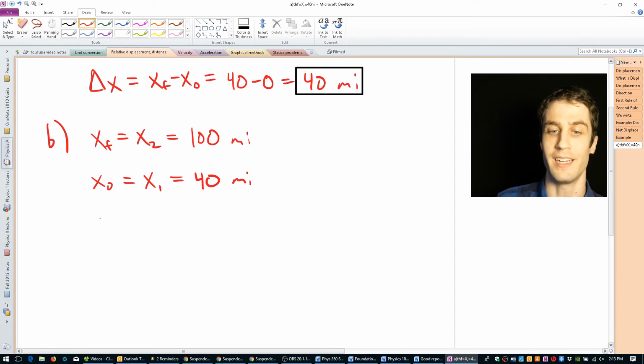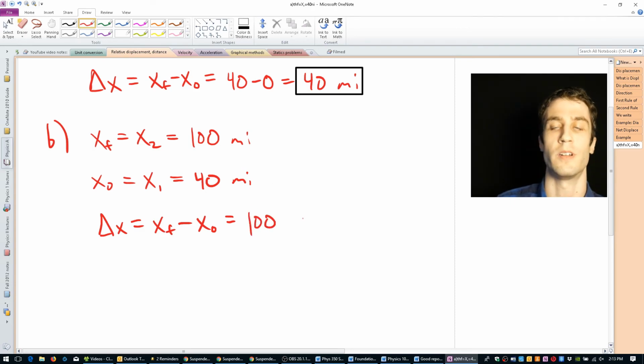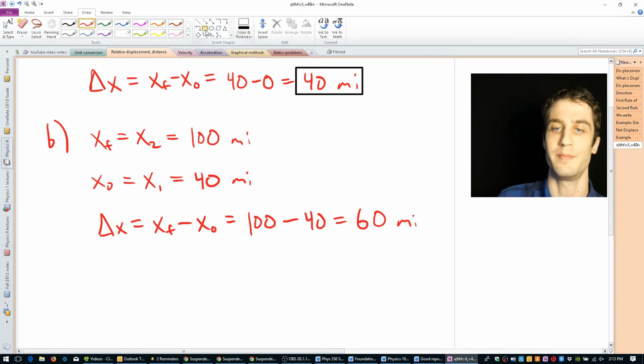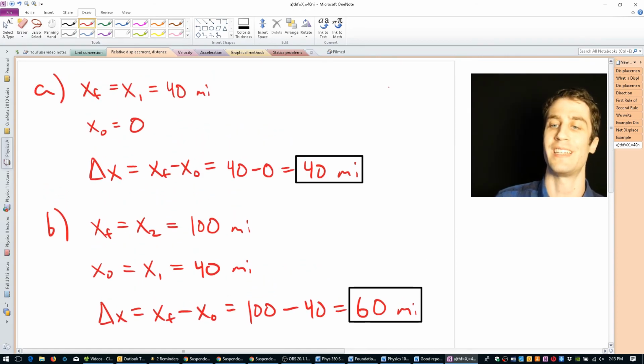And so delta x is equal to x final minus x initial. Where did it end up? 100 miles north. Where did it start? 40 miles north. And so it's a net displacement over the second hour of 60 miles. And bad me, going all the way back to part A, for this entire problem statement, I didn't pick a coordinate system, so I'll specify that now. Plus n. North is positive.